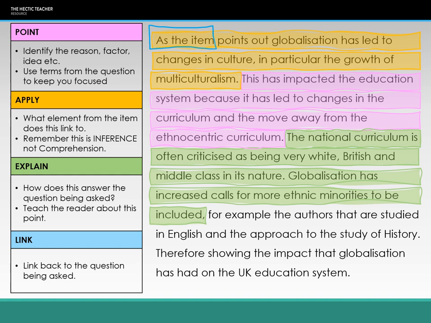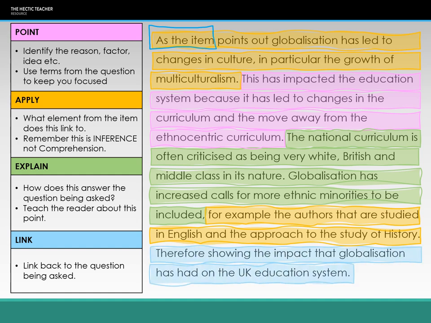and the fact that we are being exposed to different cultures, different ideas, and seeing different ethnicities in the classroom have called for greater multiculturalism within the curriculum. And I've given an example here about how we look at the authors we study in English and how we approach the study of history. And finally, linking back to the question to show the examiner I am answering the question set. Now, 10 markers with items are very straightforward, but it is about you being able to analyse, interpret and infer from the item rather than directly quote or looking for comprehension within the item.